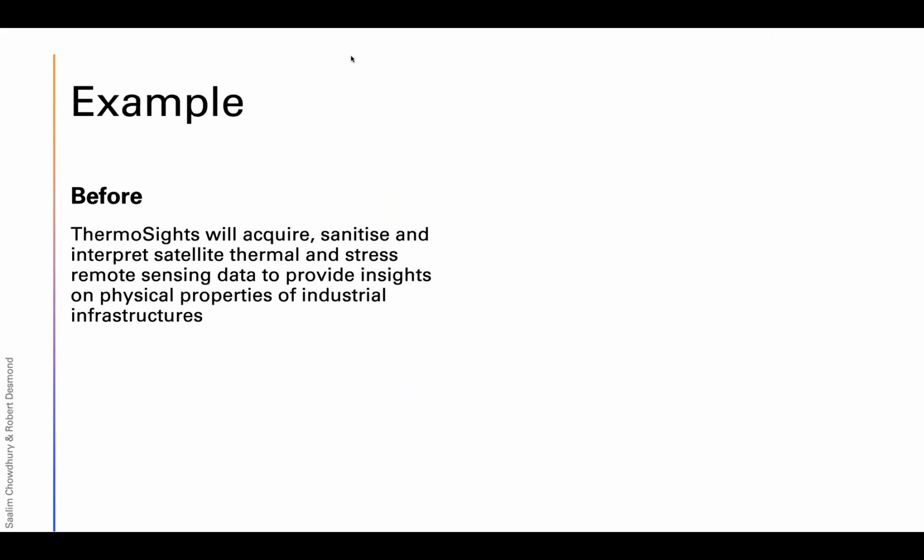I'm going to give just one example from a previous batch that started with their one-liner. I'll read it out. Thermosites will acquire, sanitize, and interpret satellite thermal and stress remote sensing data to provide insights on physical properties of industrial infrastructures. Does anybody know what this means? Can anyone tell me what they do? Either you've all fallen asleep, or it is incredibly complex. I see a lot of squinting.